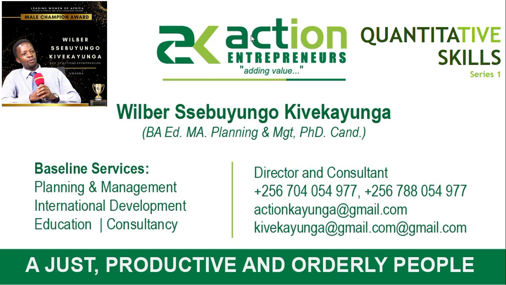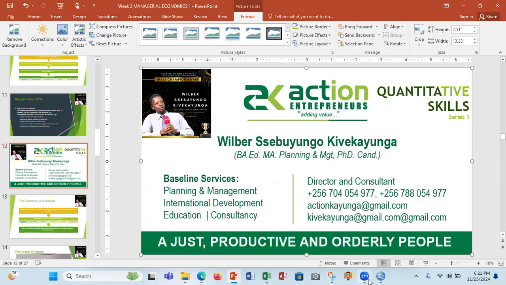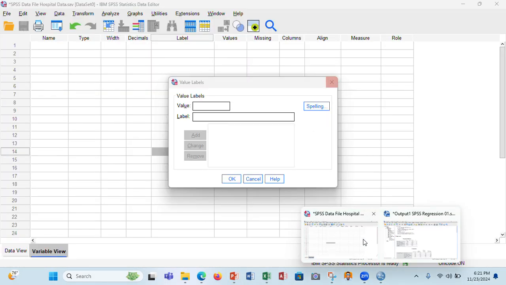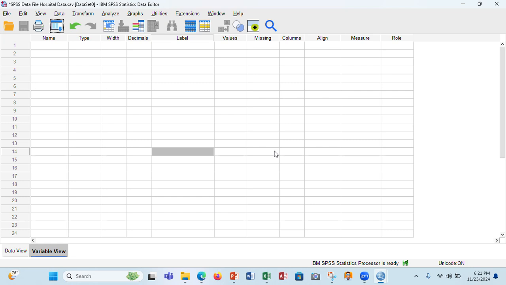In this tutorial, we're going to look at quantitative skills, but specifically looking at how we can use SPSS, entering data in SPSS, and also analyzing data in SPSS using regression analysis. So here we go. For you to have SPSS on your computer is very important. So if you have SPSS, you can open it so that we move along.